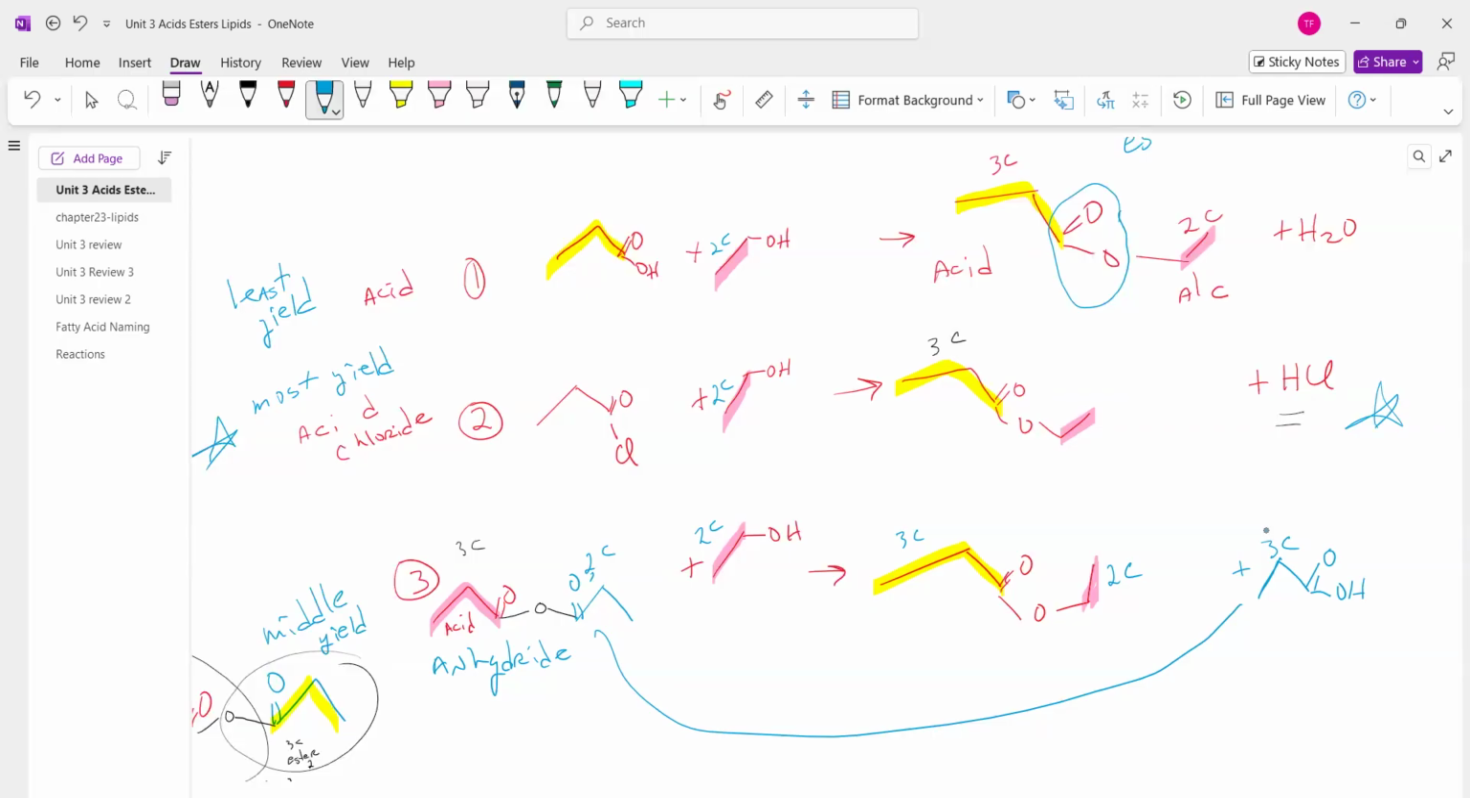So what you use is the middle one, the anhydride. The acid gives the best shelf life, but the anhydride is a nice compromise between good reactivity and shelf life. Okay, so those are the 3 ways we make an ester. All right, and you need to practice this a lot.